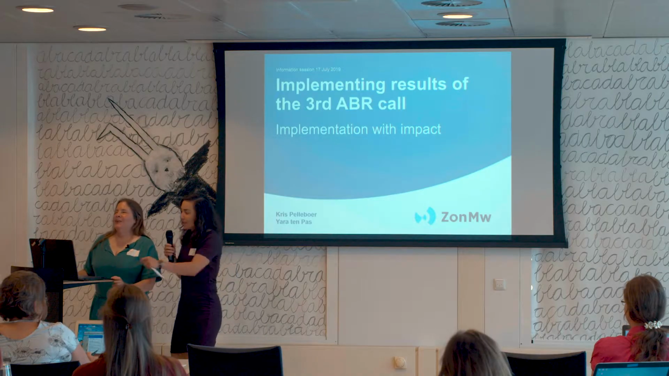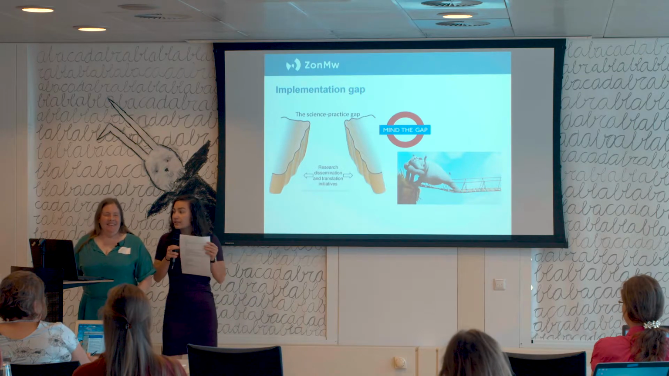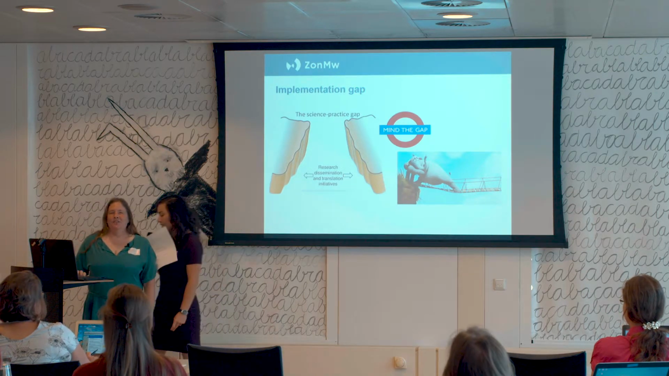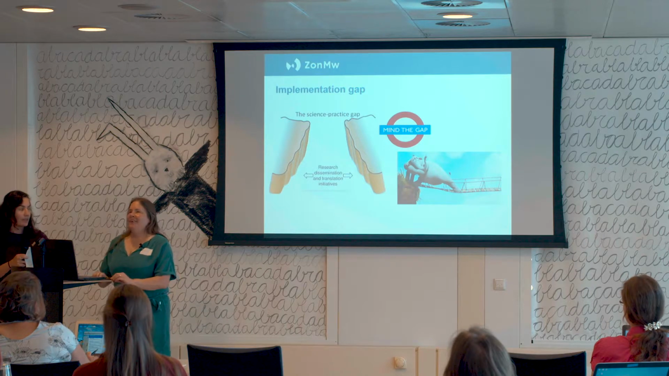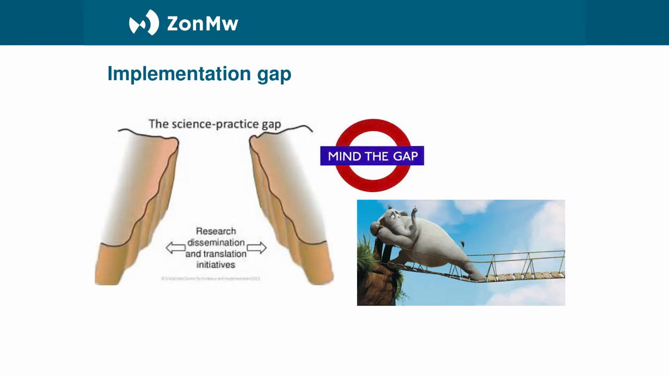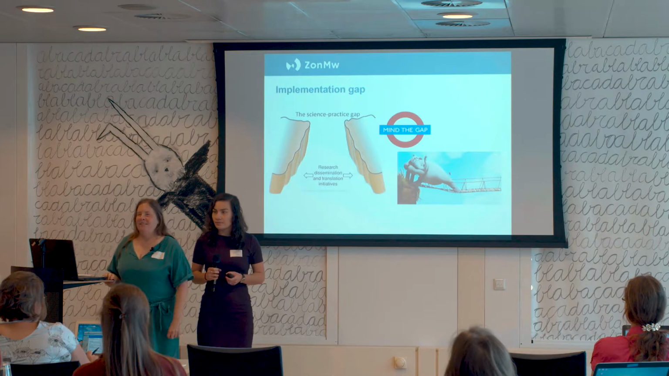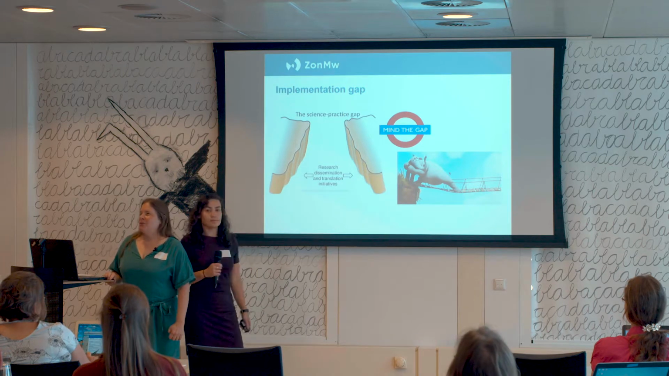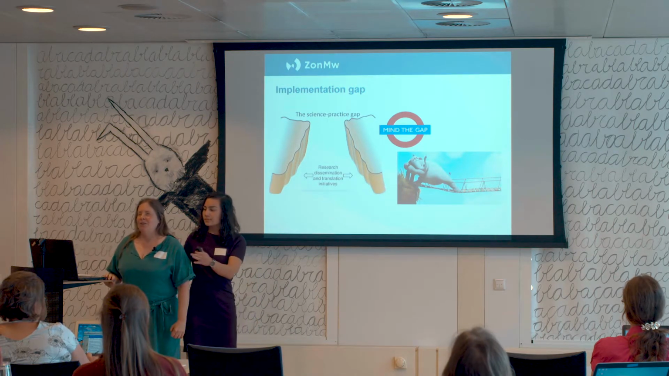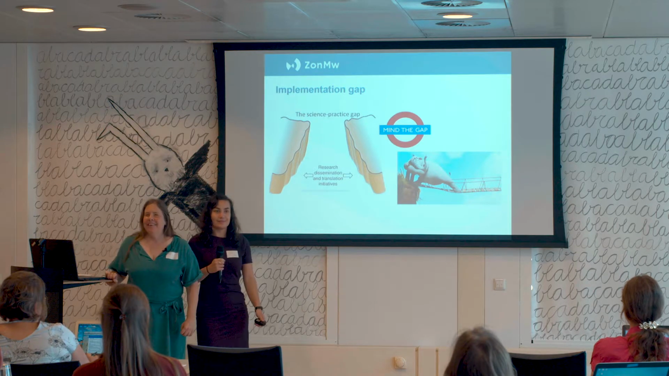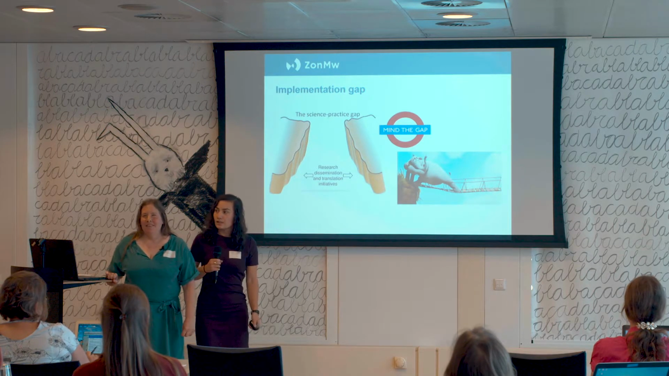Okay. The first slide says implementation gap. So what can you tell us about that? Well, I can tell you that in the 9 years that I've been working here at ZonMw, we've all noticed there's a huge gap between the results that research generates and the implementation of those results. What we're trying to do with the implementation gap is to keep that gap as small as possible. That's our aim, so that those results that we do generate from research can be implemented and taken to the next step.